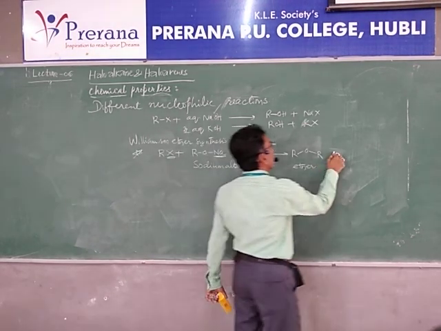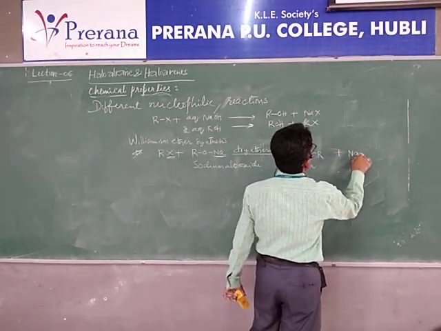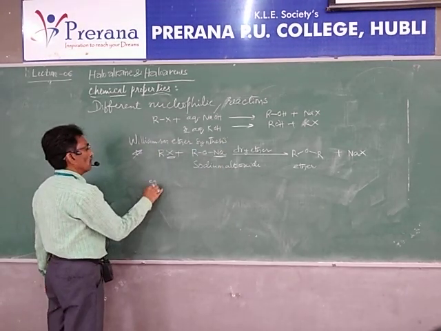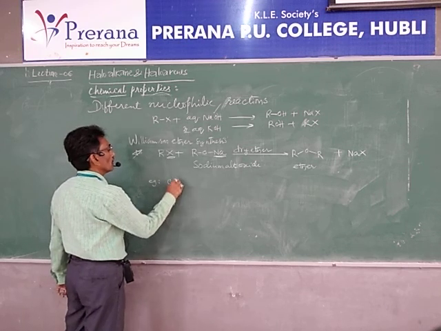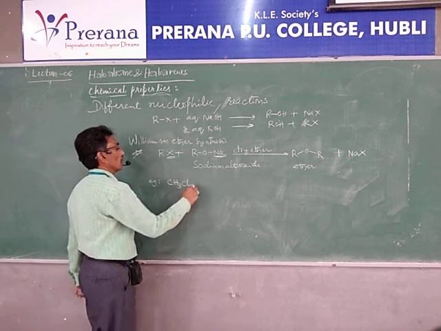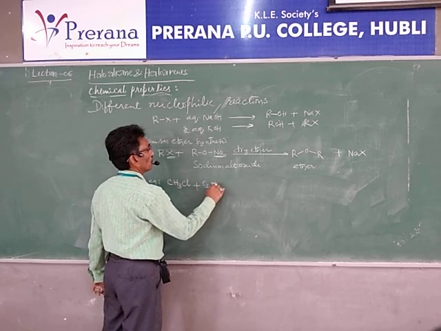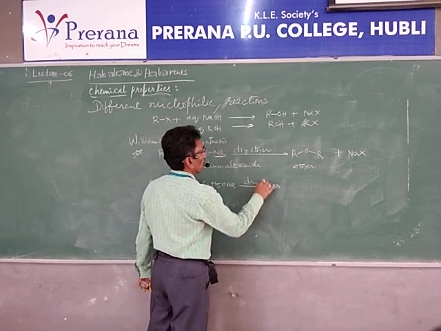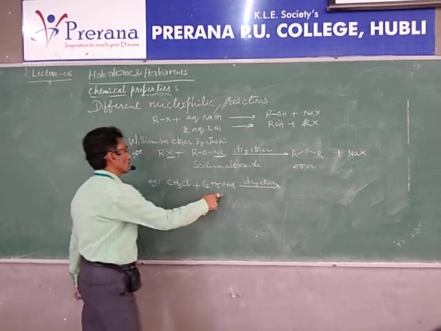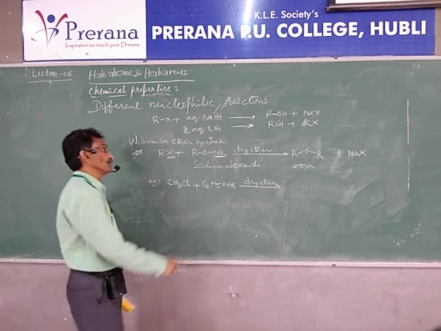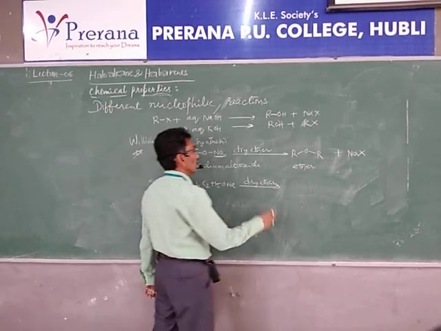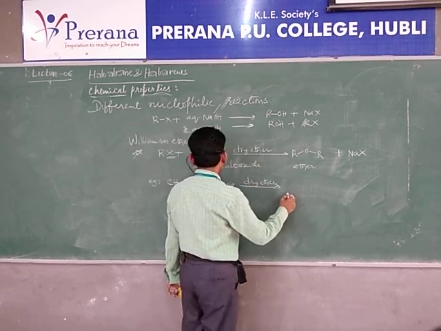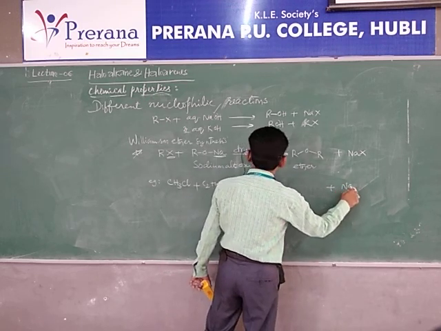Other product is NaX. How do you understand in the form of an example? CH3Cl plus C2H5ONa in the presence of dry ether. Why dry ether is required? To mix these two compounds. A solvent is required, dry ether. Moisture is not required, that is to be removed here. And then the product is plus NaCl.